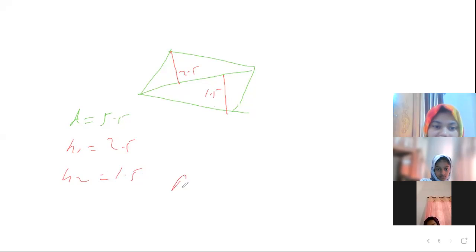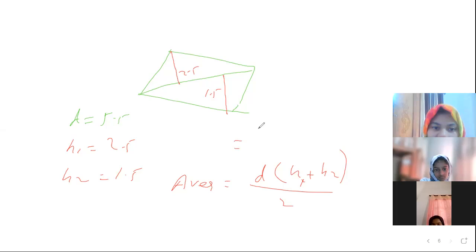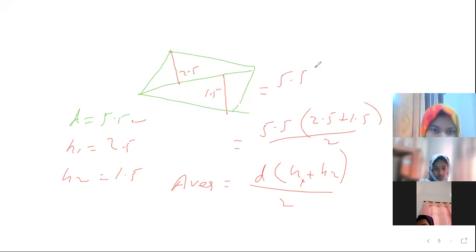Now we can apply the formula. Area is equal to D into H1 plus H2 by 2. D is 5.5, so 5.5 into 2.5 plus 1.5 divided by 2. That is equal to 5.5 into 4, since 2.5 plus 1.5 is 4, divided by 2. See, this is one term only, so you can divide this by 2. So double of that is 11 square centimeters.